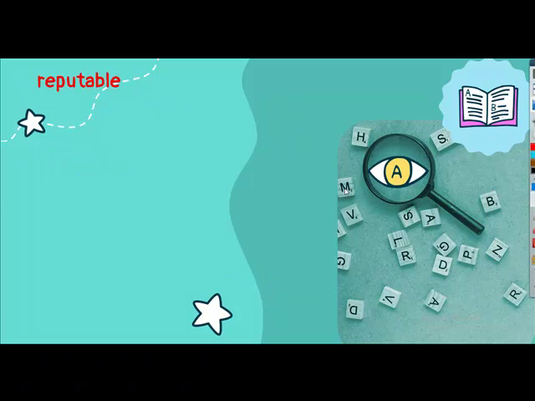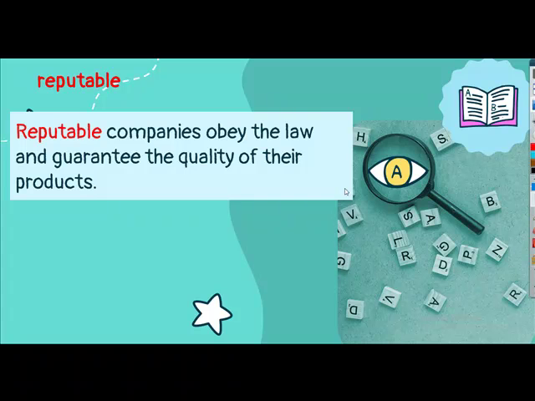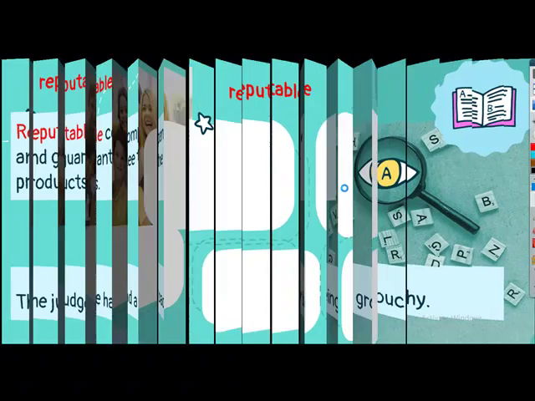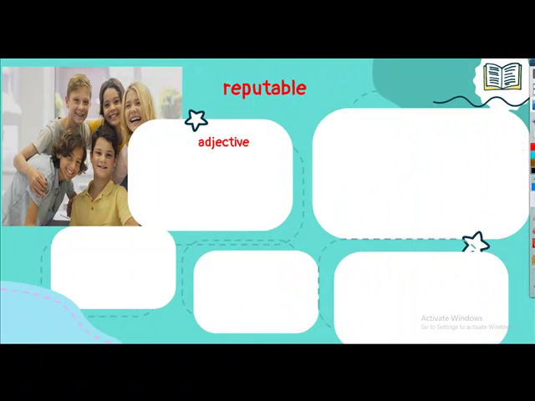Reputable, very easy. Here, that's an adjective. Reputable companies obey the law and guarantee the quality of their production. Reputable companies means good companies. They guarantee good quality. So reputable means good, with a positive connotation. The judge had a bad reputation for being grouchy. Bad reputation, reputation here, that's a noun. So reputable, that's an adjective.